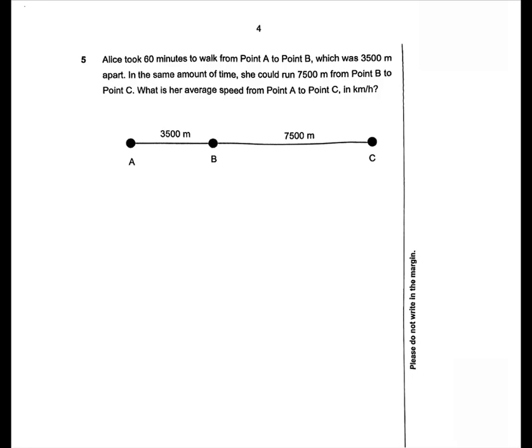Alice took 60 minutes to walk from point A to point B, which was 3,500 meters apart. In the same amount of time, she could run 7,500 meters from point B to point C. What is her average speed from point A to point C in kilometers per hour? So basically, she took 60 minutes from here to here. Again, here also, she's going to take 60 minutes. And the speed is asked in kilometers per hour, which means 60 minutes is 1 hour. And this is 1 hour.